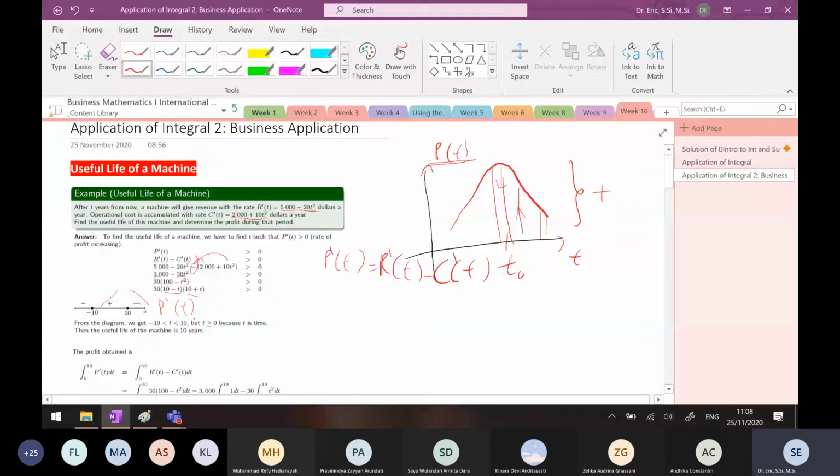So, questions? Questions, gentlemen? No? Okay. So it starts decreasing when t equals 10. And you know this is a local maximum. And don't forget, t, the years, should be positive.